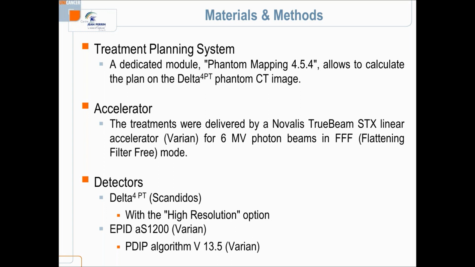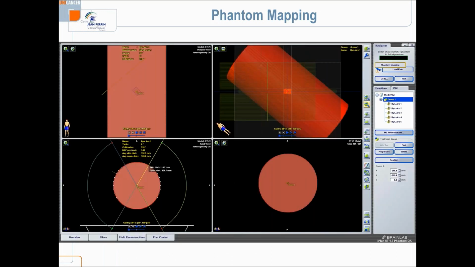We use the Delta4 Phantom, which has been previously calibrated for the 6 FFF energy to take into account the energy response. And we also took advantage of the high resolution option of the Delta4 Phantom to double the longitudinal resolution. And we also use the PDIP algorithm and the portal imager from Varian. This is a print screen of the dedicated module Phantom Mapping of iPlan. We can see the CT of the Delta4 Phantom.